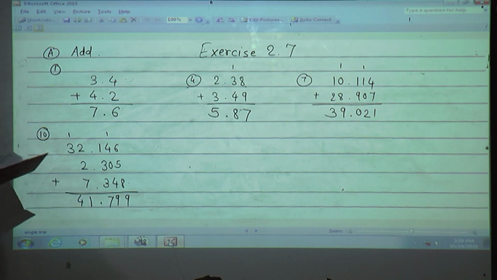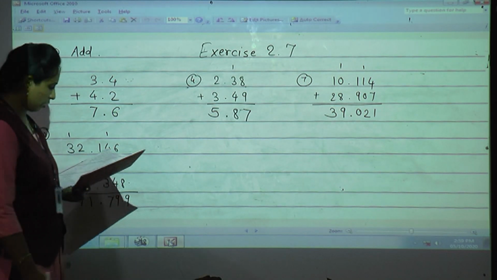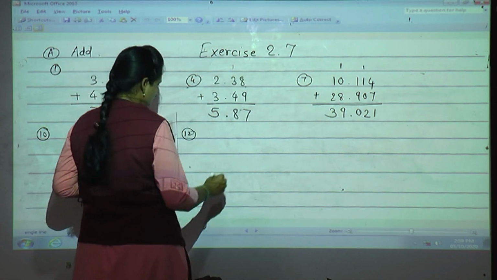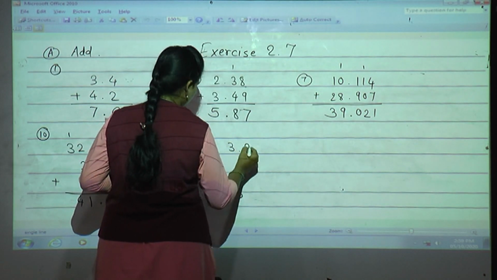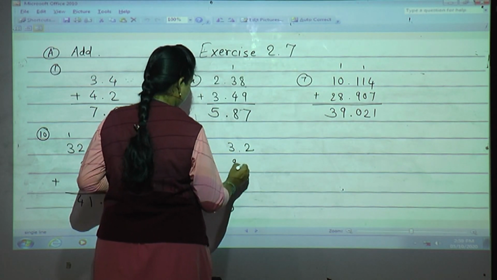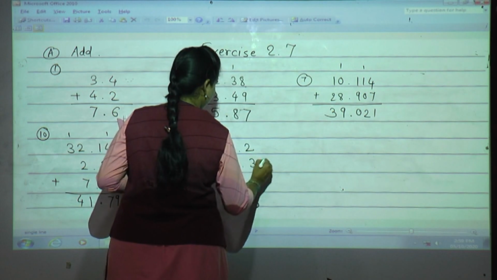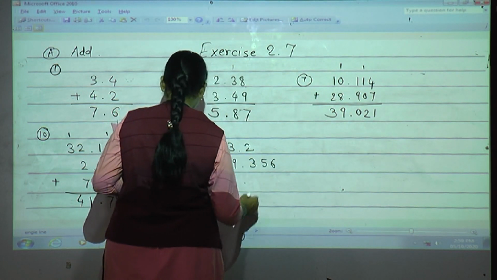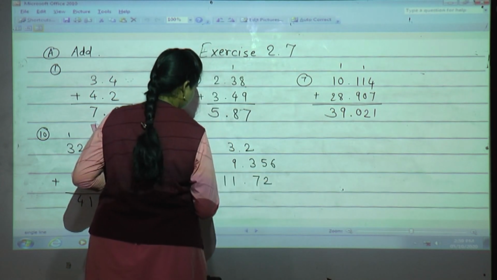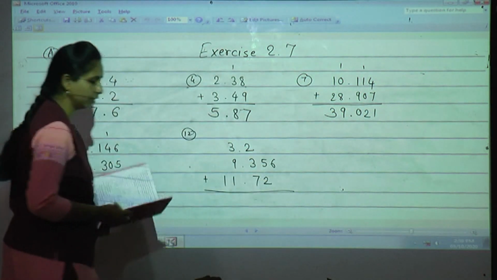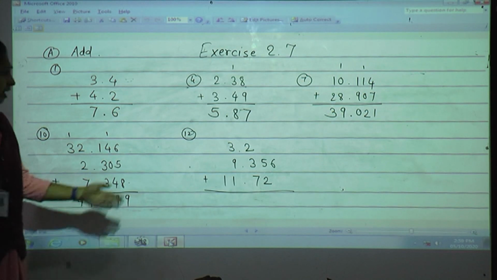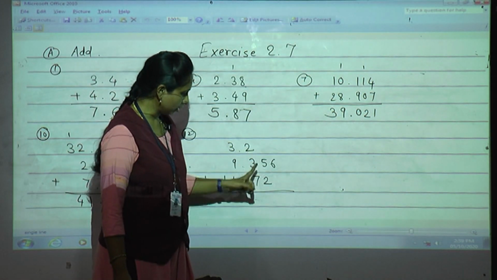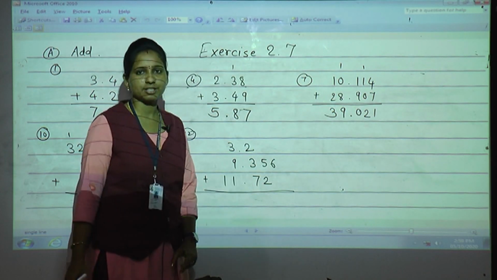Now the 11th one you solve on your own. The 12th one I will take. See the 12th one, see how they are given: 3.2, 9.356 and 11.72. See here, they are not like decimals. After the decimal there are 1, 3 decimals and 2 decimals.